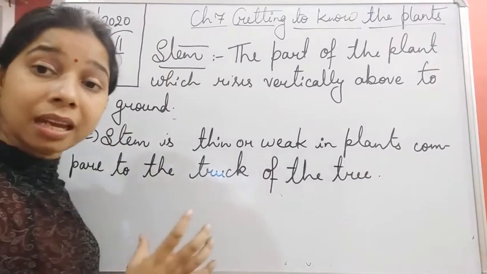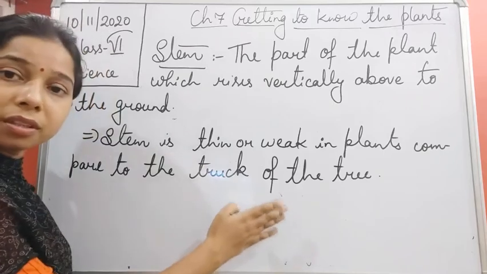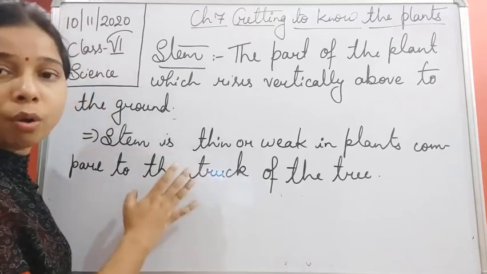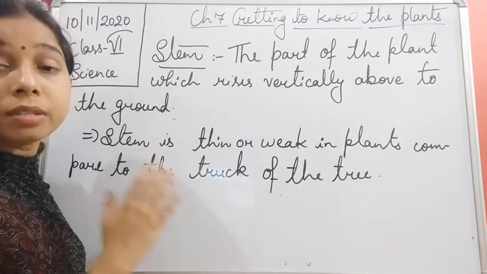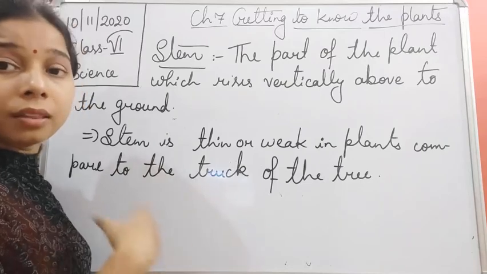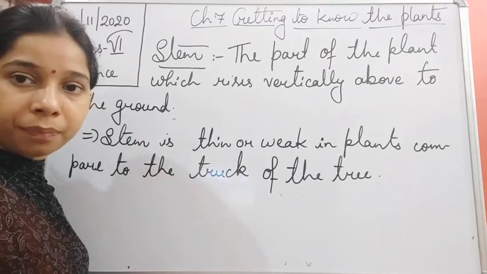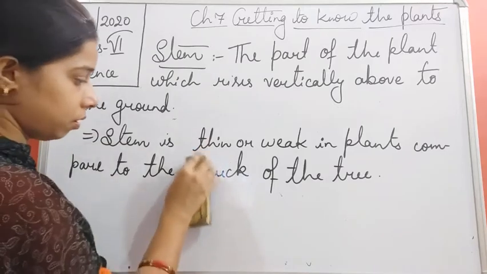In the case of plants, students, we use the term stem, but in the case of a tree, instead of the term stem, we should use the term trunk. The trunk is the thicker one and helps the tree to stand upright properly. It also helps in holding the leaves and the other branches on it.